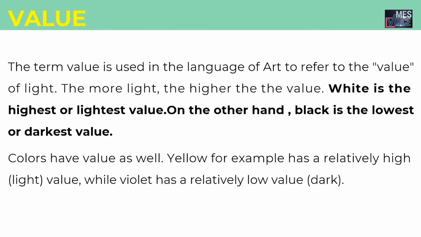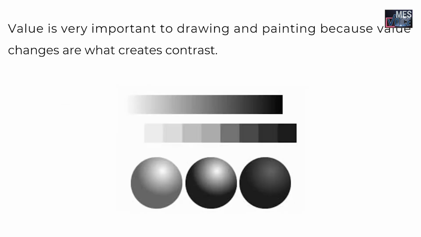Next is value. The term value is used in the language of art to refer to the value of light. The more the light, the higher the value. White is the highest or the lightest value. On the other hand, black is the lowest or darkest value. Colors have values as well. Yellow, for example, has a relatively high value, while violet has a relatively low value because it's dark. Value is very important to drawing and painting because value changes are what create contrast.